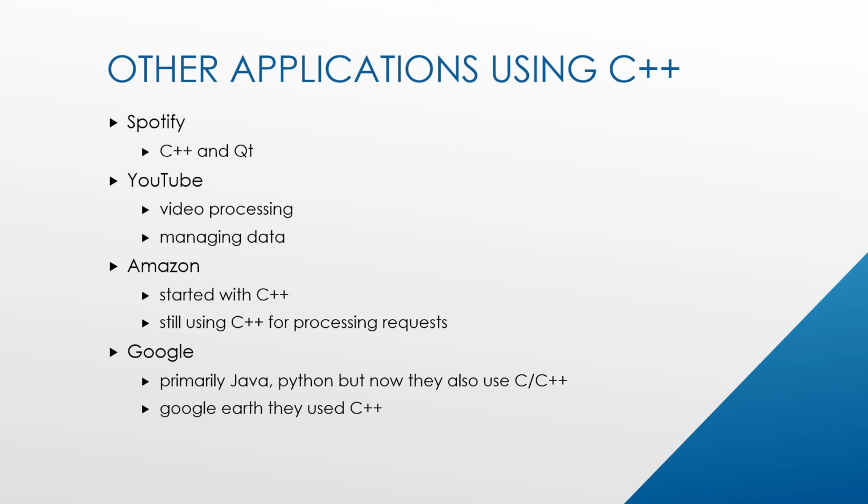YouTube is used for video processing and managing data. It's a huge database where video is stored, and it's a widely used platform nowadays, and it also uses C++. Amazon started with C++ and is still using C++ for some of its processing requests, although they have developed their own different technologies for their platform. Google primarily uses Java and Python, but they also use C++ for many of their modules. One of the examples is Google Earth. They use C++.